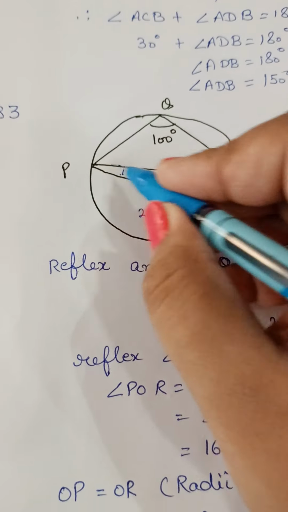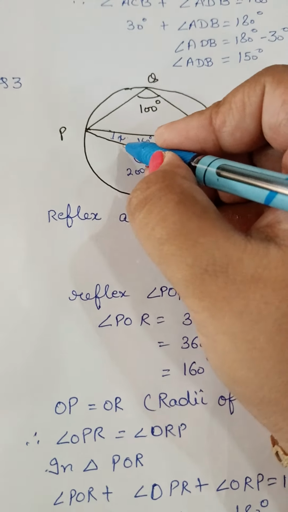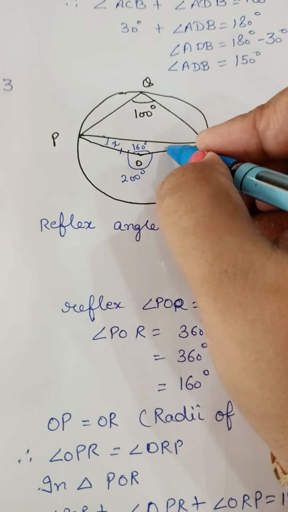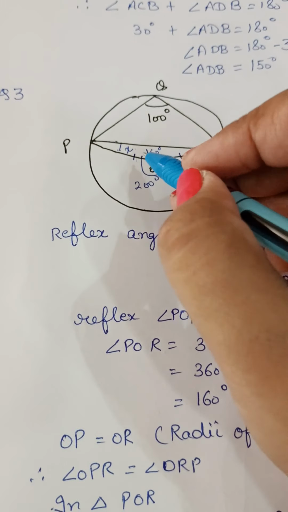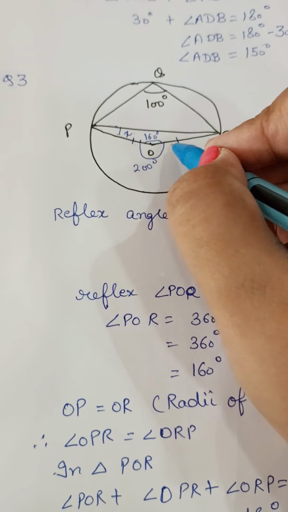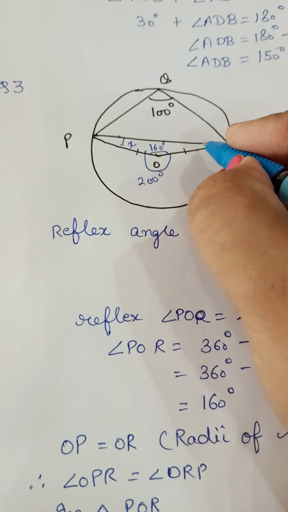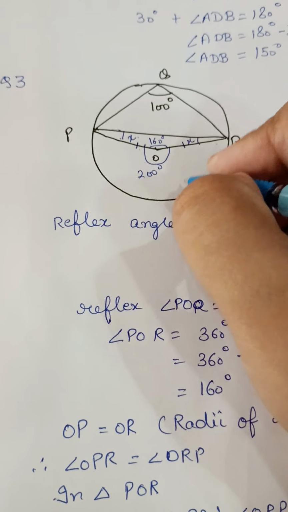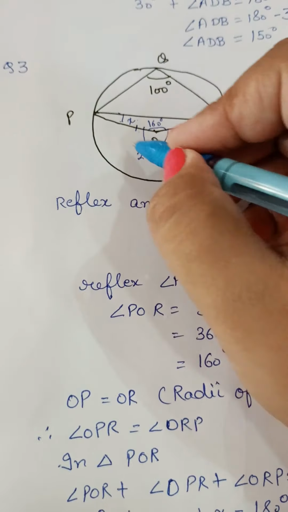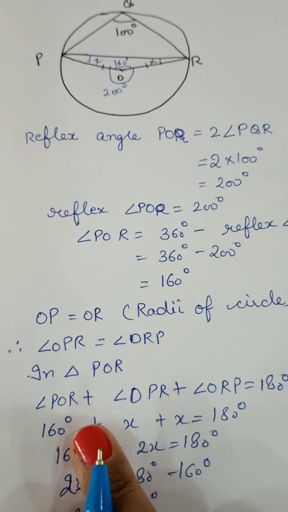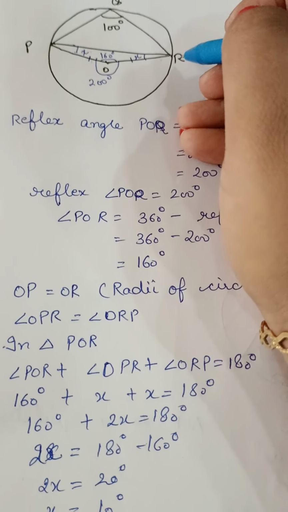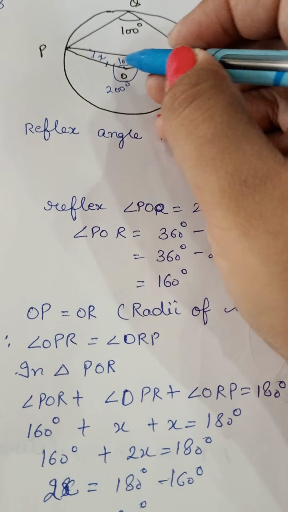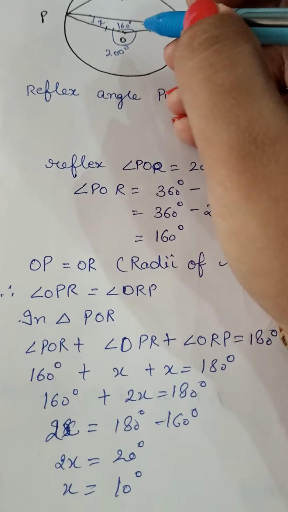Now you know that OP and OR are the two radii of the same circle. So they are equal. So this will become an isosceles triangle, and you know that if the opposite sides are equal, the opposite angles are also equal. So this will also be X. So these are the three angles of this triangle POR. So by angle sum property, POR plus OPR plus ORP will give you 180 degrees. So 160 plus X plus X will give you 180 degrees.